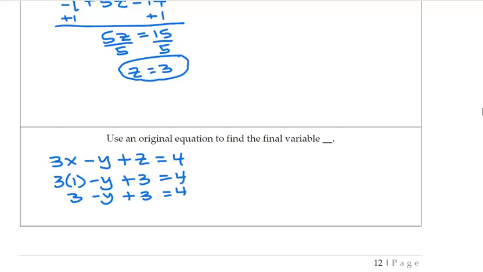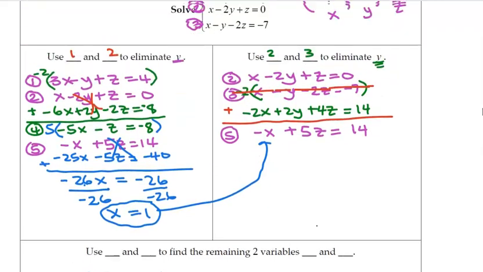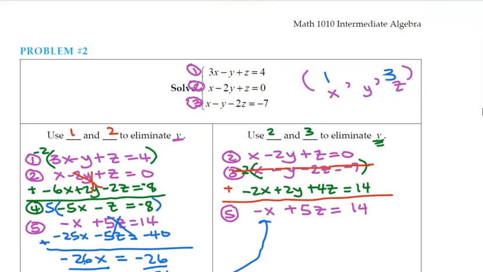Let's combine our like terms there. I've got 6 minus y equals 4. Let's subtract that 6 over. Got negative y equals negative 2. Divide both sides by negative 1. I get y equals 2. So there is the last part of my ordered triple on this. So I get the answer 1, 2, 3. And so that's what you're going to do on all of these.